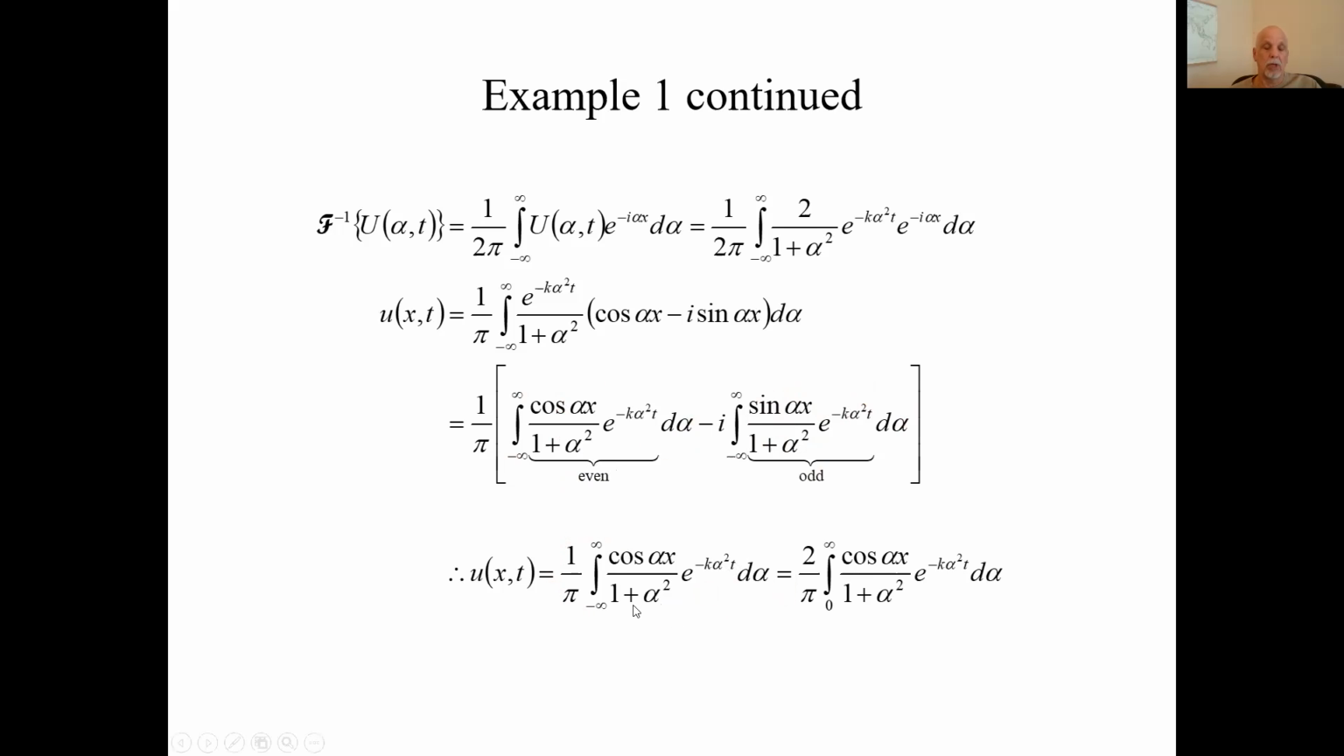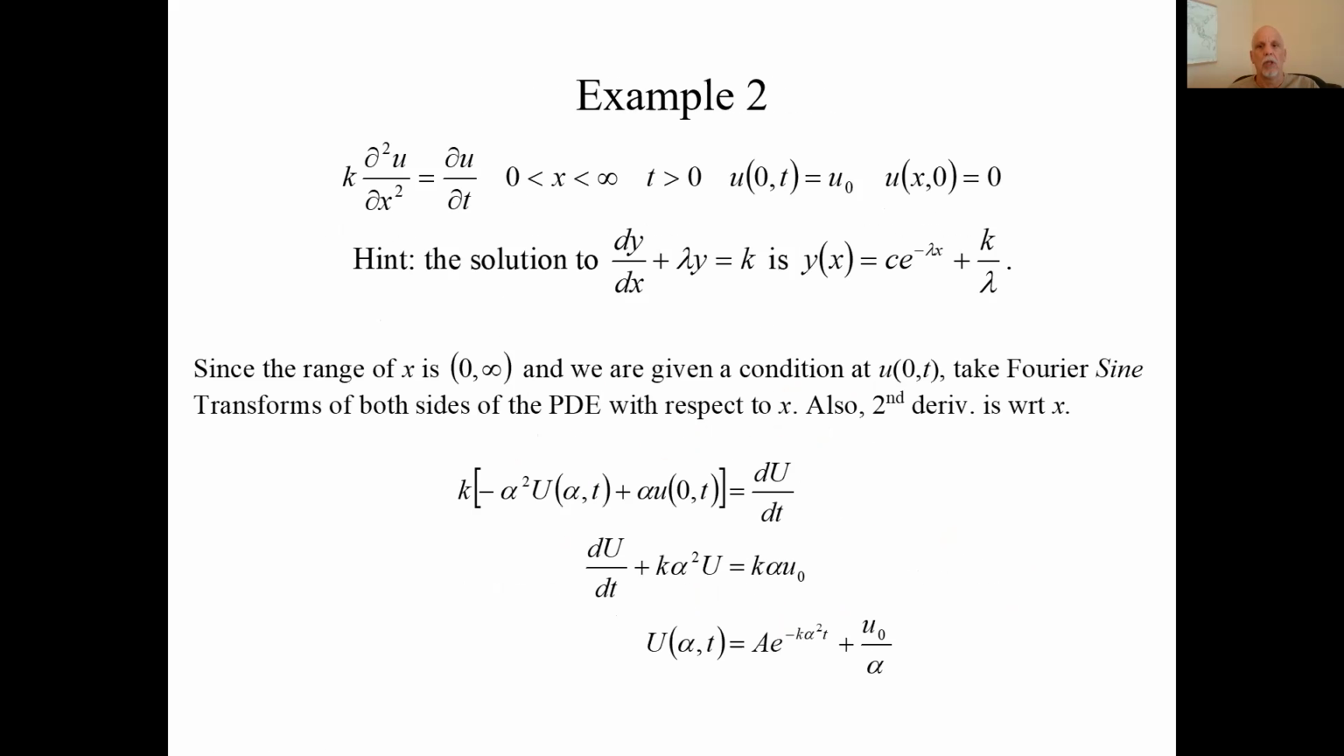This is our answer, but we can simplify it because it is even and change the lower limit to 0. We have to multiply by 2 when we do that. So there is the answer to that. That was again using the Fourier transform, very similar to what we just did. I'll do this example 2 in another recording.